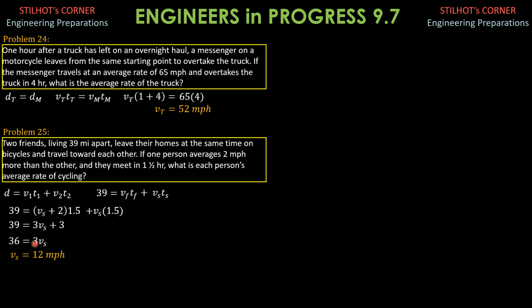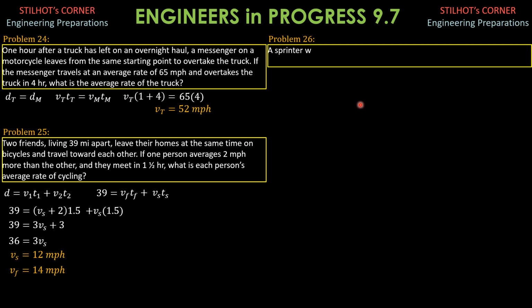Then the speed of the faster friend is plus 2. 12 plus 2 is 14 miles per hour. Problem 27. A sprinter who averaged 30 feet per second completed a race 1 second before another sprinter who averaged 28 feet per second. What was the distance of the race?